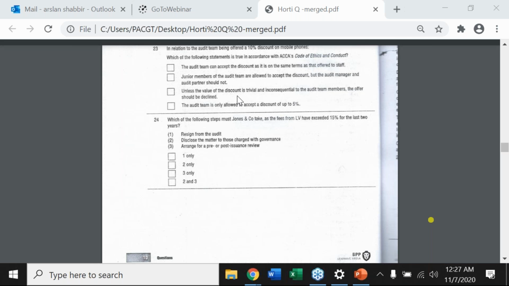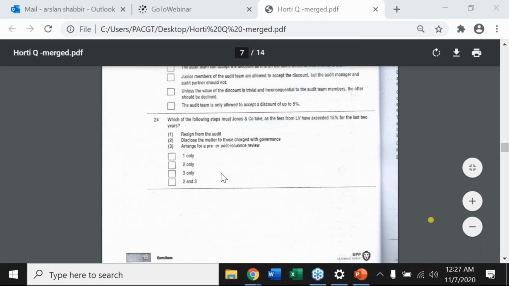So option 1 is not right, 2 and 3. So option D is right.